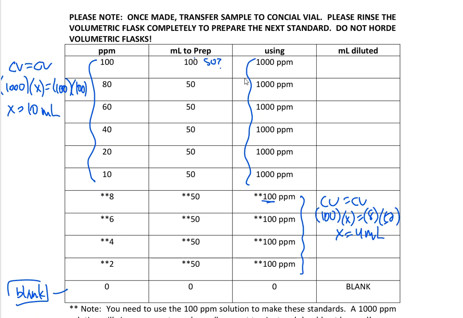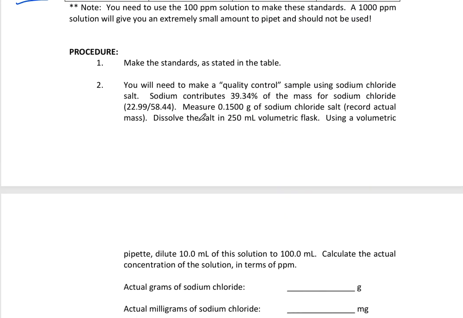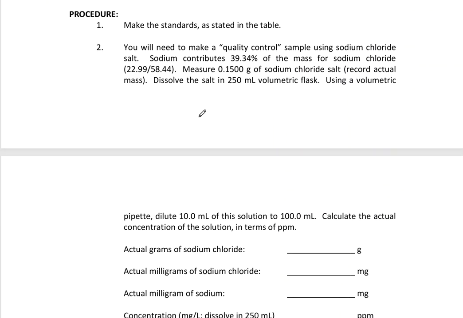All right, so in summary, what's going to happen is that the class, or the cohort of people that will be doing this lab, will break these concentrations up. You will not be responsible to make all of these on your own. So we will divide and conquer with this table, and we'll have all of these samples prepped, and we feel really good about it. And then we move on into the procedure part. So procedure step number 1 says make the standards as stated in the table. So we just did that.